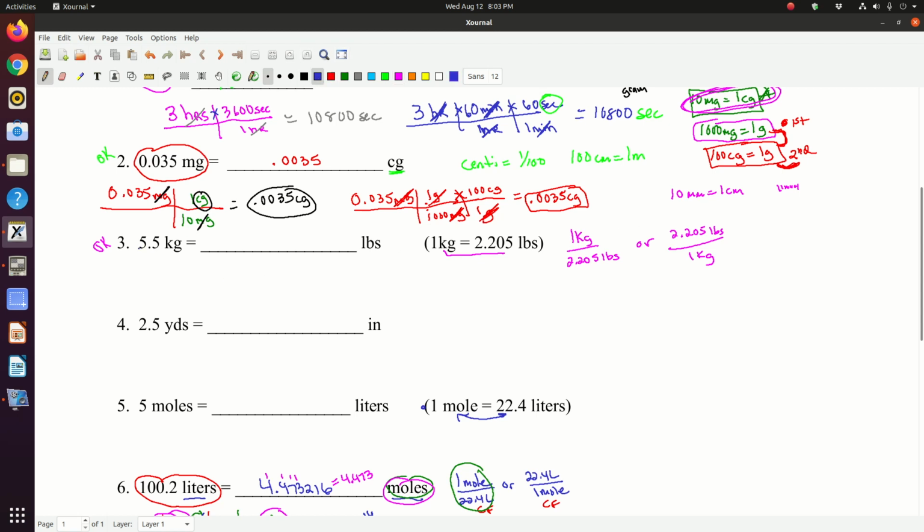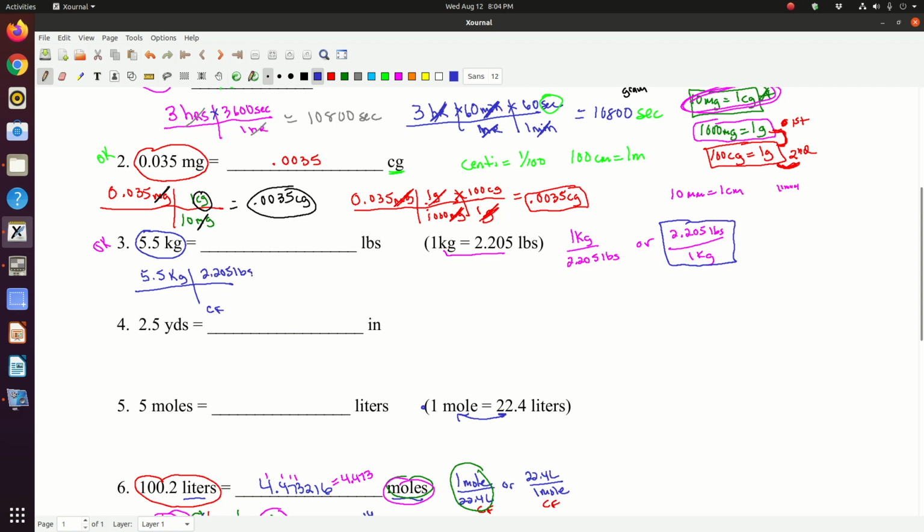Like I said, you always start with the number you're given. You never, ever, ever start with a conversion factor. So start with 5.5 kilograms. I need kilograms to cancel. If it's on the top, it needs to be on the bottom. The conversion factor needs to have kilograms on the bottom. So I need to use this one.